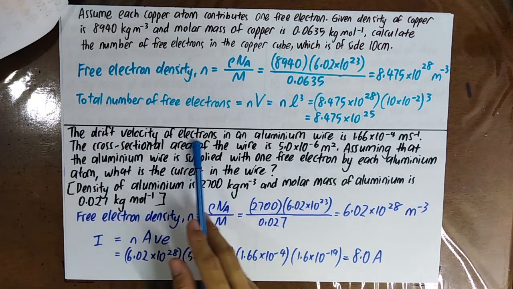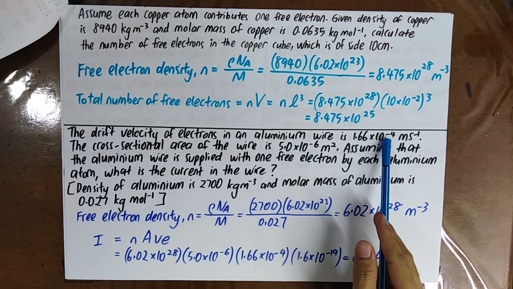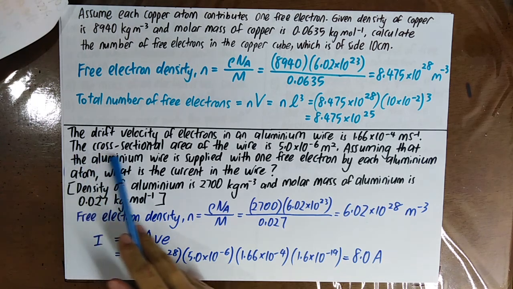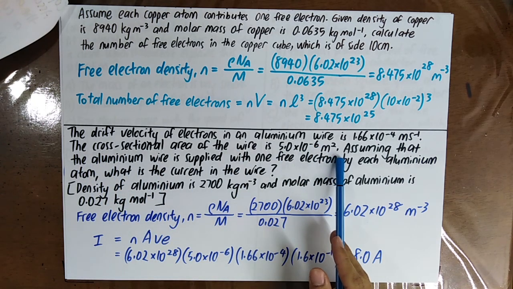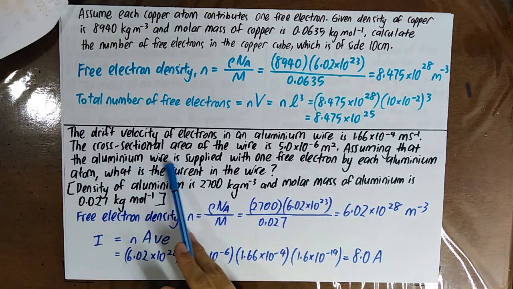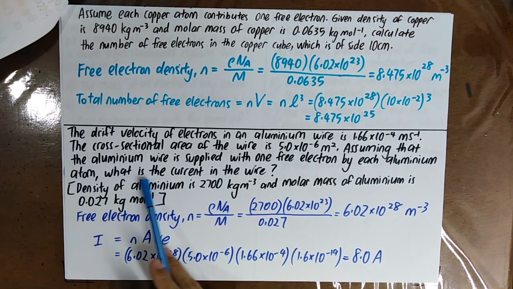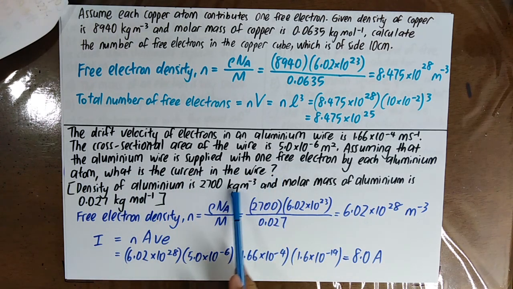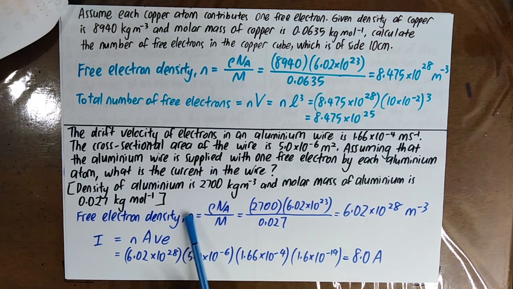The drift velocity of electrons in an aluminum wire is 1.66 times 10 power negative 4 meter per second. The cross-sectional area of the wire is 5 times 10 power negative 6 meter squared. Assuming that the aluminum wire is supplied with one free electron by each aluminum atom, what is the current in the wire? You are given the density and the molar mass, so you know that you will use the formula N equals rho Na over M. Then you use I equals nAve to find the current.